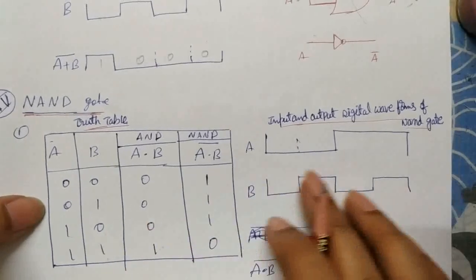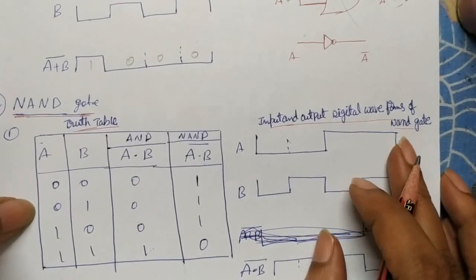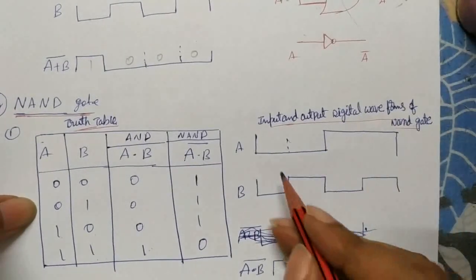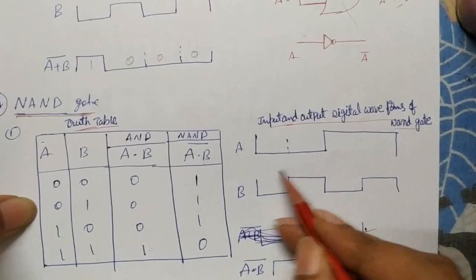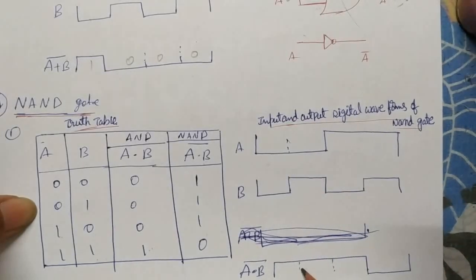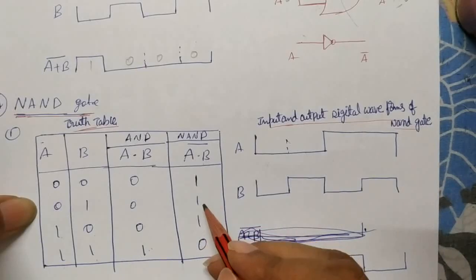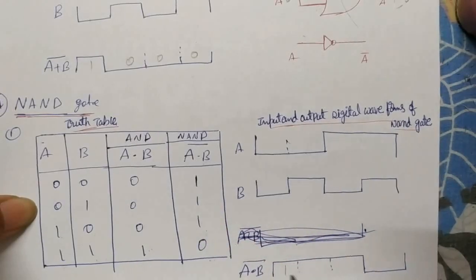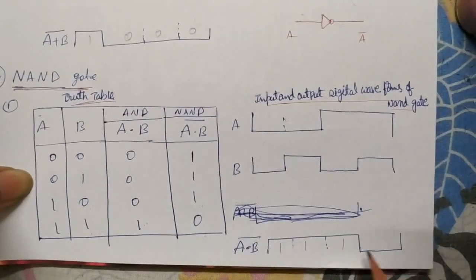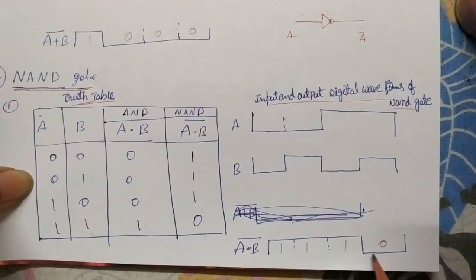And you see the input and output digital waveforms of this NAND gate. Here are the two inputs. And what is the output? Exactly the opposite of the AND gate. You see 1, 1, 1, 0. That's why it is 1, 1, 1 and the last one is 0. Up, up, up and down here.